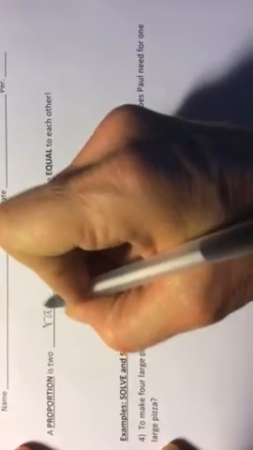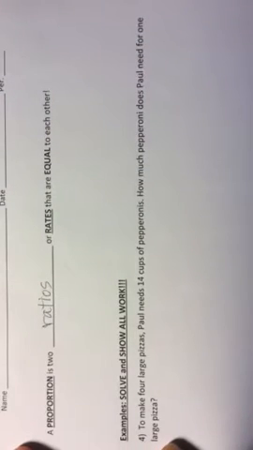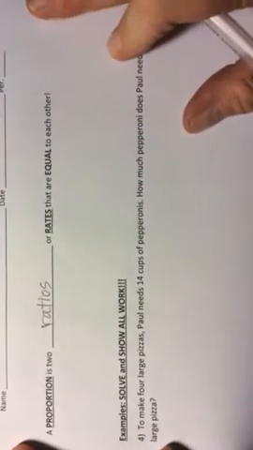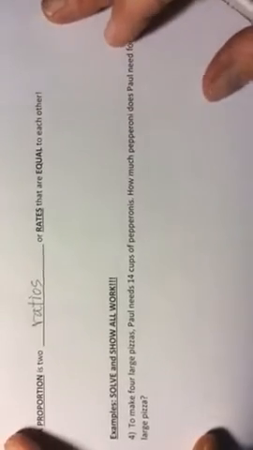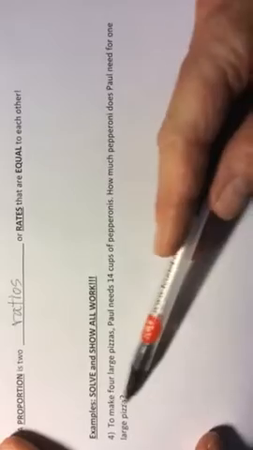All right, so now we're looking at what a proportion is. So a proportion is two ratios or rates that are equal to each other. And this is a very powerful thing, and it's going to help us be able to calculate a lot of different things. So we're going to look at this first example. So to make 4 large pizzas, time out a minute.